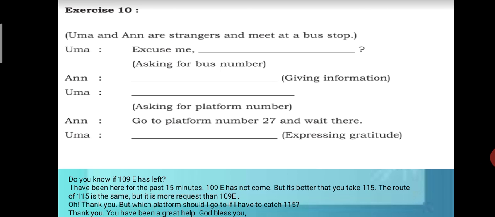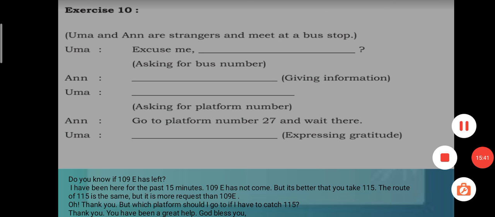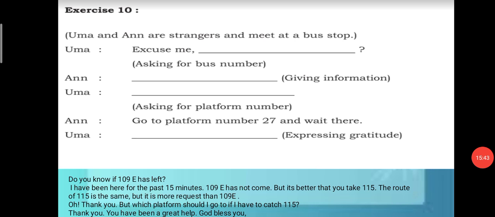Next, the last exercise that has been given to you, that is exercise number 10 from your course book. Please see that you have filled up all the answers that I have given you till now for all the exercises. Now we are going to exercise number 10. Uma and Anne are strangers and meet at a bus stand. Now strangers meeting, friends meeting over. So different types of situations we have seen. Now we are going into friends or strangers meeting.